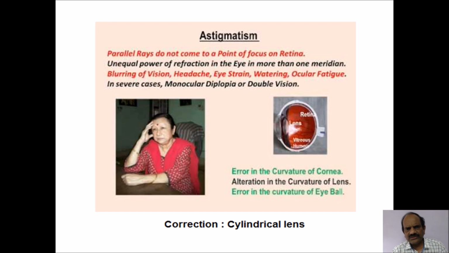Now it is mainly caused due to error in curvature of the cornea, alteration in the curvature of the lens, or error in the curvature of the eyeball. And how is it corrected? It is corrected by the cylindrical type of lens. Cylindrical type of lens.